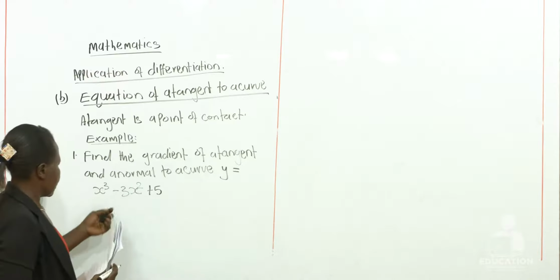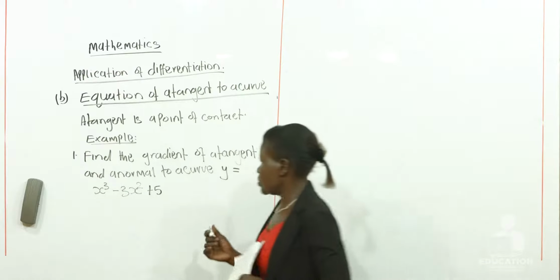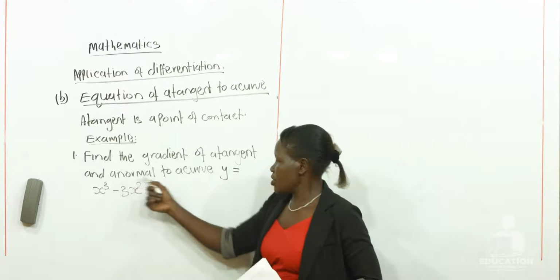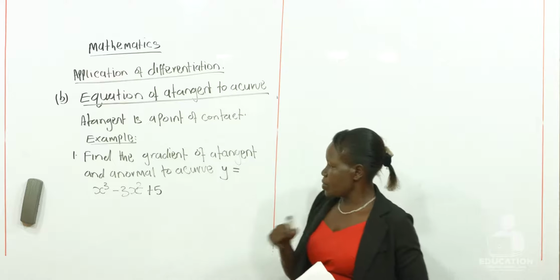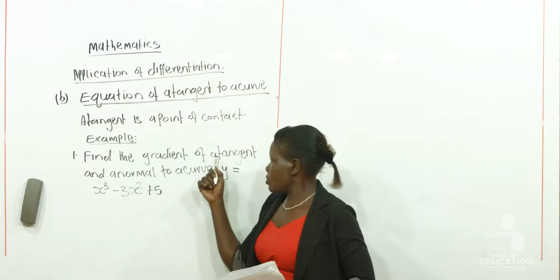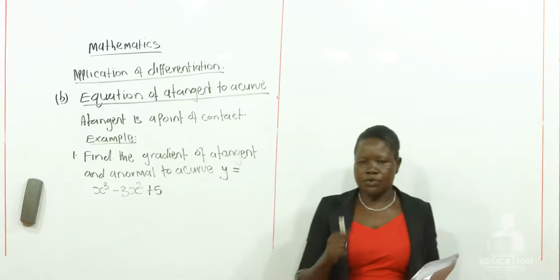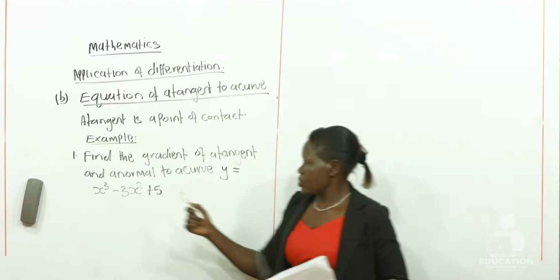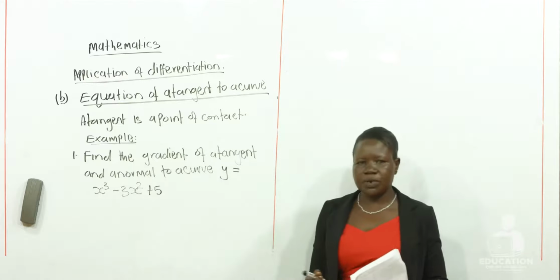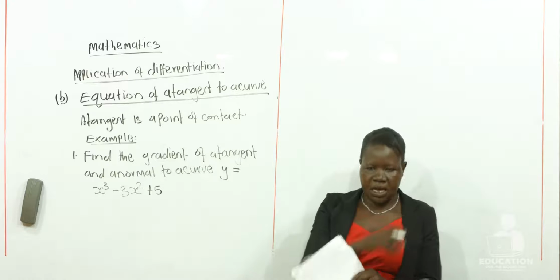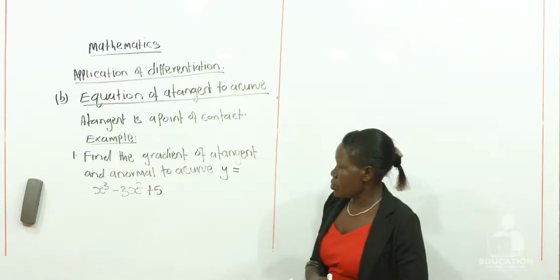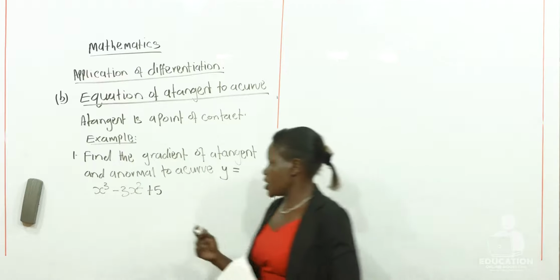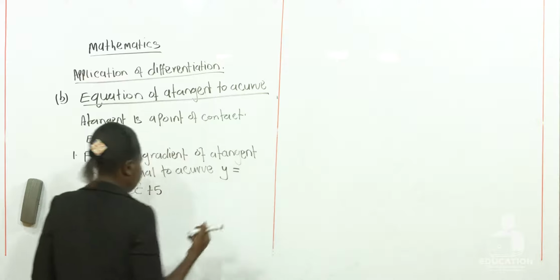Learners, I want you to look at the chalkboard. We have the words gradient of a tangent and a normal to the curve. We know what a gradient is, and we know what a tangent is. And then we want to see what a normal is. A normal simply is a line that cuts a curve, or a line that cuts another line, perpendicularly. So that is what we call a normal line.